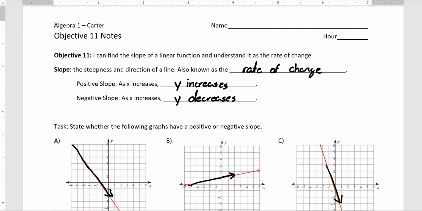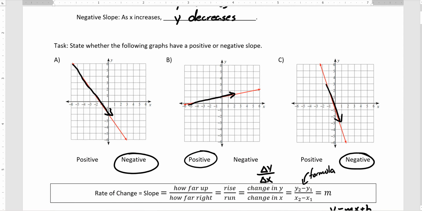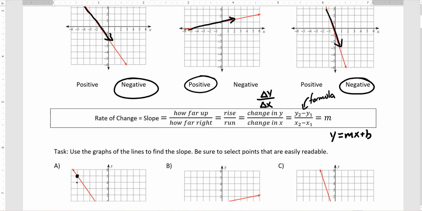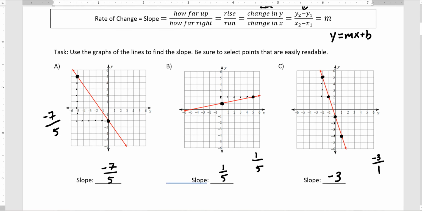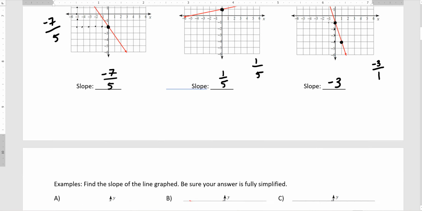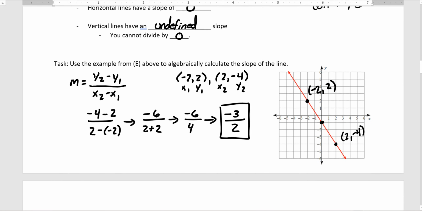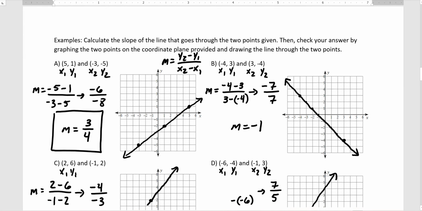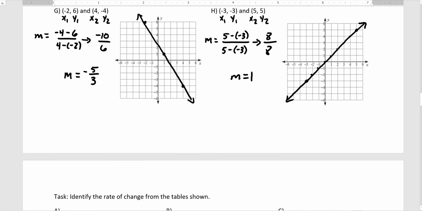Objective 11, remember, is I can find the slope of a linear function and understand it as the rate of change. So what we're going to do today, just to give a quick review, remember that slope, the rate of change, we talked about telling if it's a positive or negative slope. We talked about all the different ways you can write slope and all the different ways it's said. We talked about finding the slope graphically, and then we also talked about finding the slope algebraically between 2 points, and then we checked that graphically. We did a lot of those. We're going to have to do those a bunch.